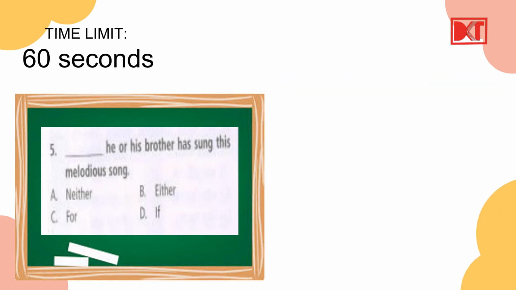Dash he or his brother has sung this melodious song. A. Neither he or his brother, B. Either he or his brother, C. For he or his brother, or D. If he or his brother. Here the correct answer is B. Either he or his brother. Why either? Because here we are using correlative conjunctions either and or. They're used in pairs. They're providing a choice that either this person he or his brother. For is used for some sort of reason, or as a preposition also. Then we have if for a condition.